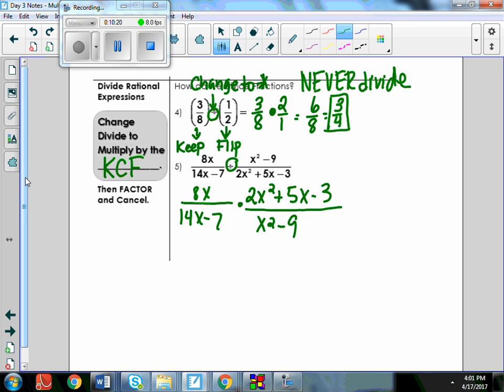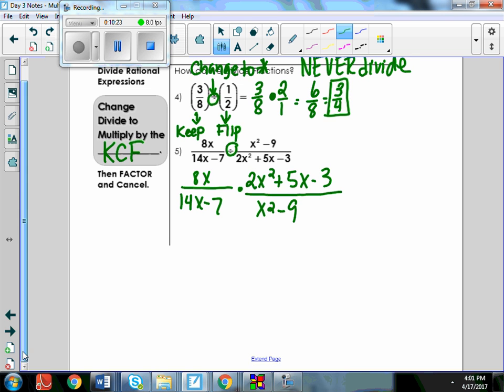So what do you do first? There's two things you have to do. Factor, cancel. Factor, cancel. That's all you have to do. So we can't factor 8x. Can you factor 14x minus 7? Yeah, it has the greatest common factor, which is 7.